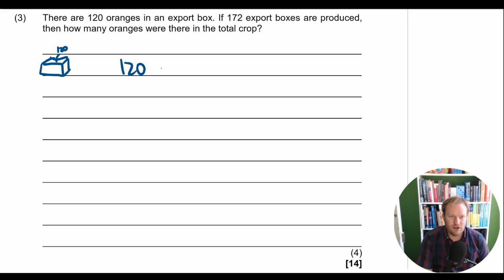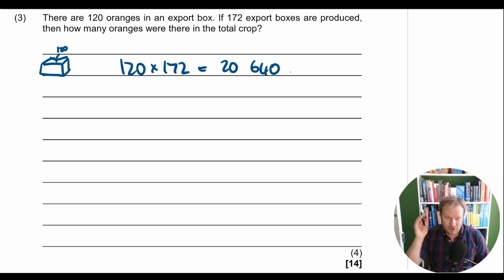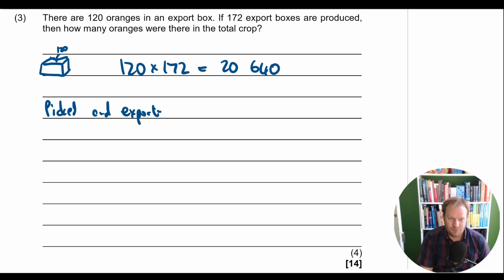Well, 120 oranges per box, and 172 boxes, is 20,640. Okay, so at least we're into it. We know how many oranges were exported. Now, for an orange to be exported, it needs to be picked and it needs to be exported.